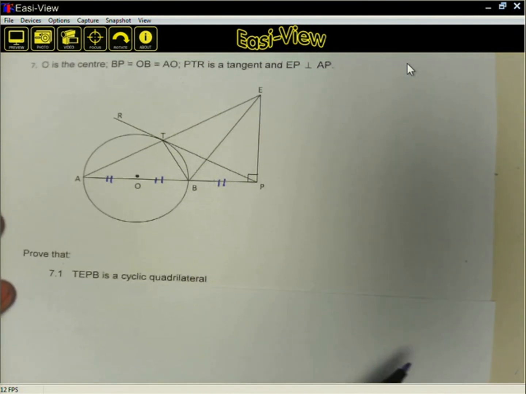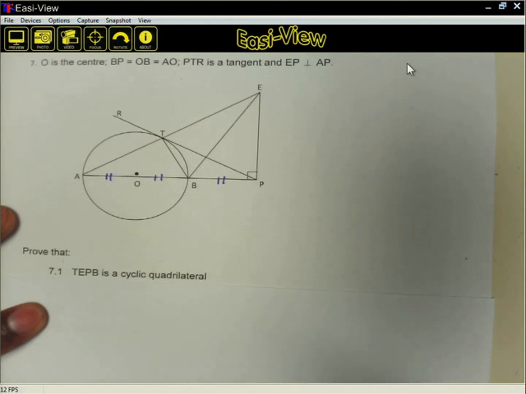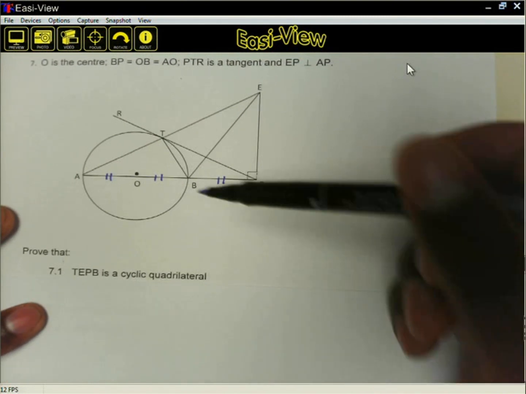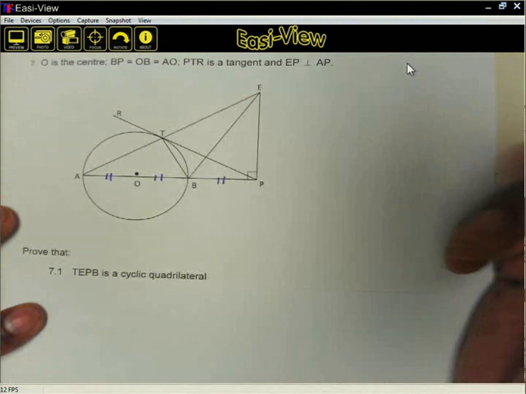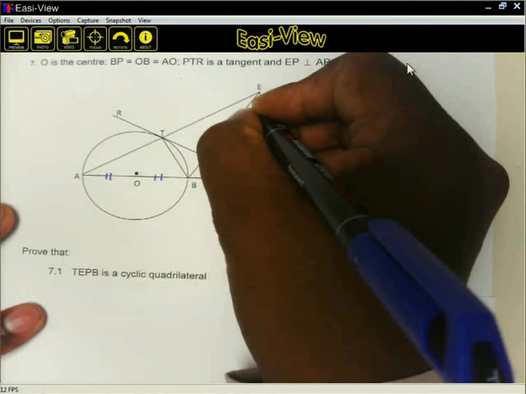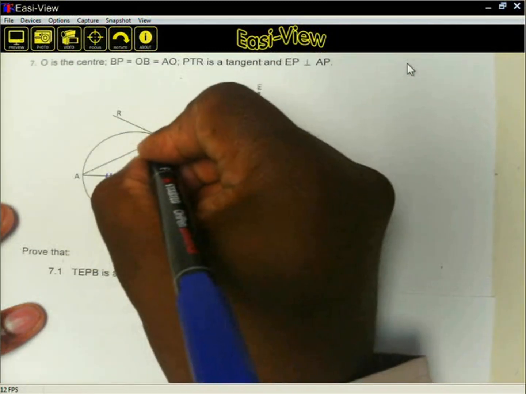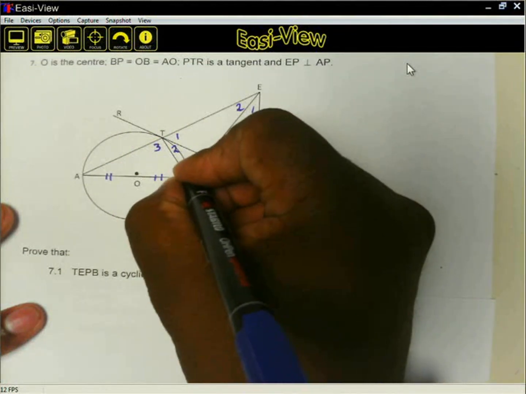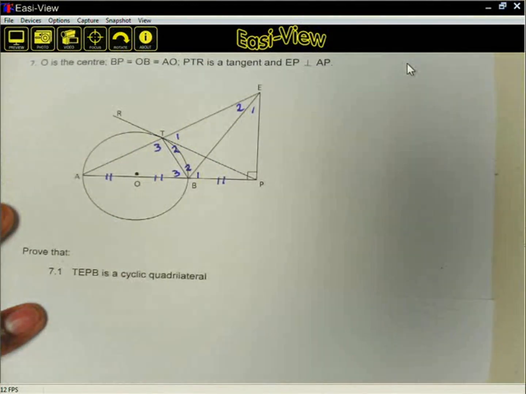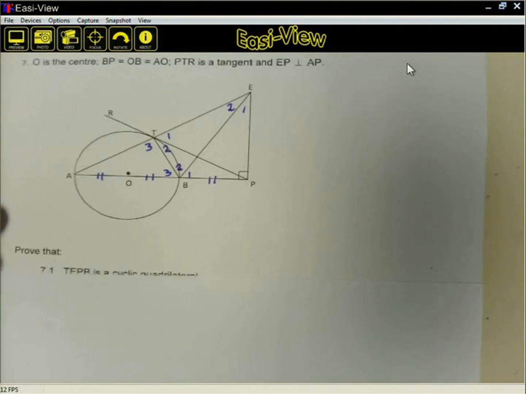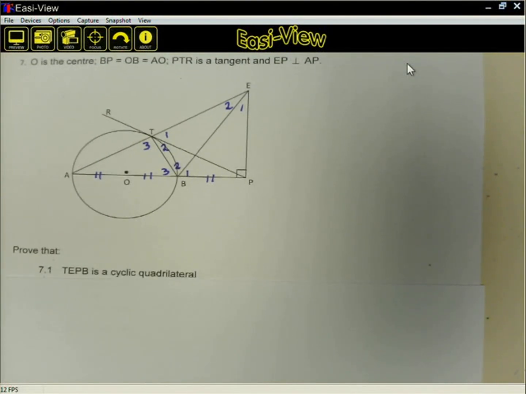Prove that TEPB is a cyclic quad. To simplify the problem for us, let's say we've got angles E1, E2, T1, T2, T3, B1, B2, B3. The question states, prove that TEPB is a cyclic quad. When will TEPB be a cyclic quad?